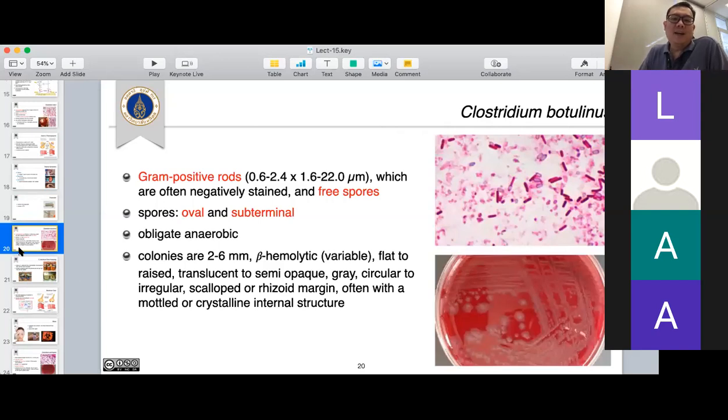The second one, Clostridium botulinum. Oh, sorry, this is wrong. Botulinum here. You see this picture, the spore is oval, not round like tetanus, and the spore is not present at the tip but slightly moved inside toward the middle. We call it subterminal. Okay, sometimes you probably see free spores because the vegetative cell has lysed already. You can see spores inside the cells, and free spores like this. This is the pattern of Clostridium botulinum.